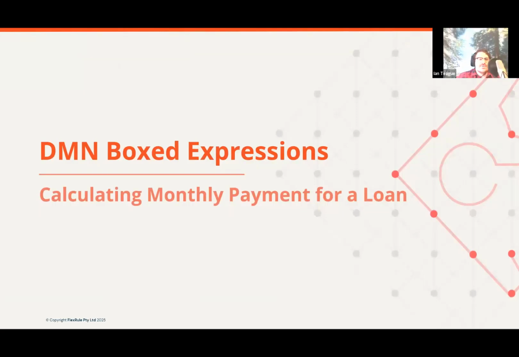Hi, everybody. Thanks for joining this webinar on boxed expressions. What we're going to do today is take the loan risk category project we created in the last webinar in this series and add a boxed expression to it. And this is to calculate the monthly payment for a loan. Last time we calculated the risk category of giving someone a loan. And now we're going to add a business decision to determine what the monthly payment would be for that loan.